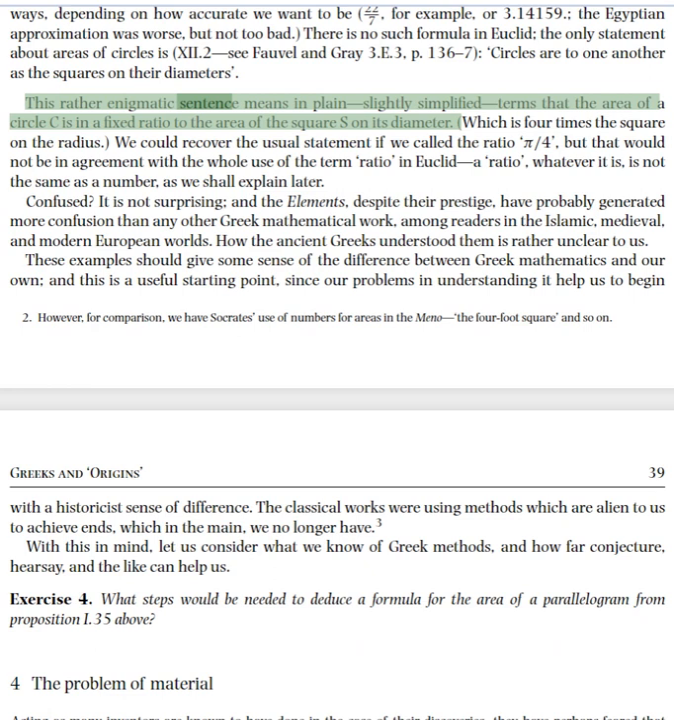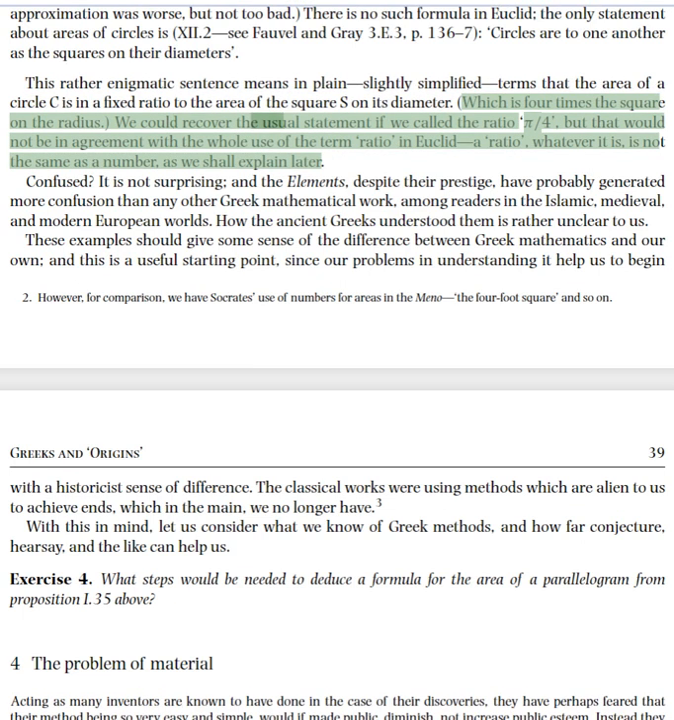This rather enigmatic sentence means, in plain, slightly simplified terms, that the area of a circle C is in a fixed ratio to the area of the square S on its diameter. We could recover the usual statement if we called the ratio pi over 4, but that would not be in agreement with the whole use of the term ratio. In Euclid, a ratio, whatever it is, is not the same as a number, as we shall explain later.